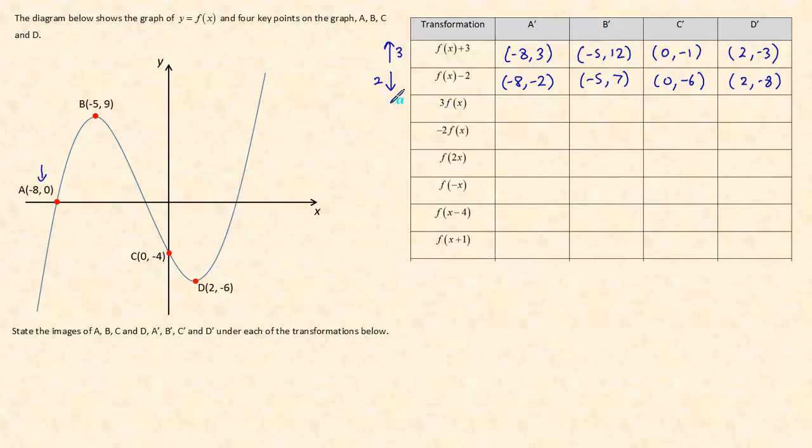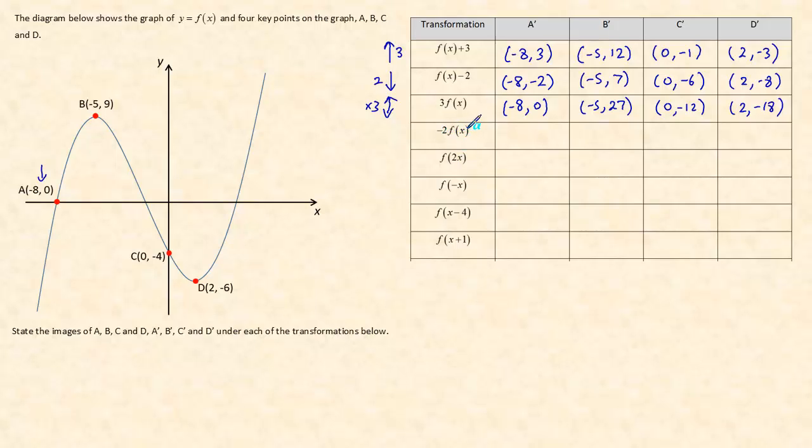Now 3f of x, that's a vertical dilation scale factor 3. So once again, it won't affect the x coordinates, but all of the y coordinates will be multiplied by 3. And remember, once again, we're going from these coordinates, not the lines in the table. So negative 8 and 3 times 0 is still 0. Then we'll have negative 5 and 27, 0 and negative 12, and 2 and negative 18.